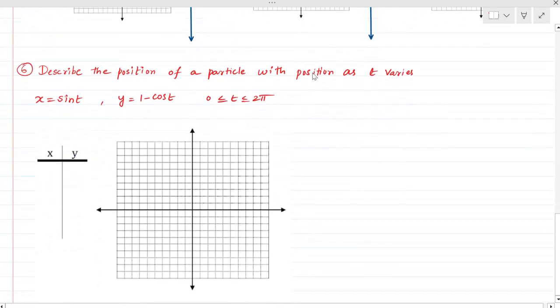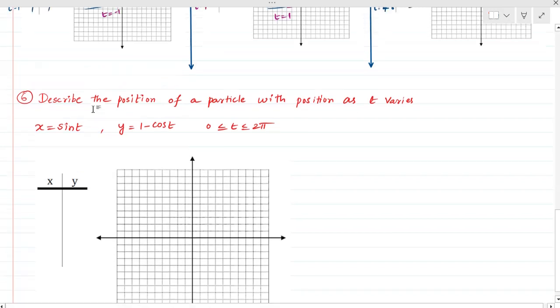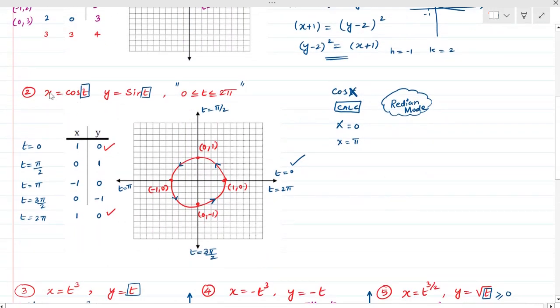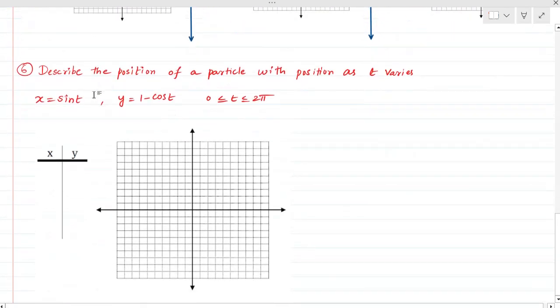Now the last problem of this video: describe the position of the particle as t varies. The parametric equation is given by x equals sine t, y equals 1 minus cosine t, and the t value ranges from 0 to 2 pi. And see the difference here: in the previous one x is equal to cosine t and here x is equal to sine t.